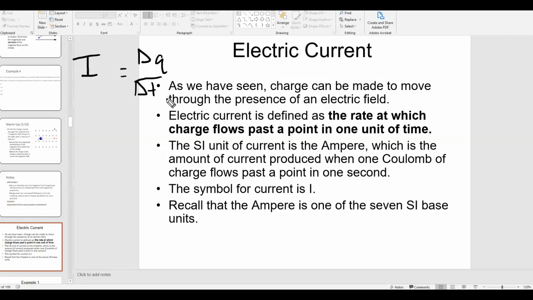And so if you imagine sitting in a wire made of copper or something, and you just count how many coulomb flow past you every 1 second, and you divide that many coulomb by 1 second, that number is the electric current. Okay, so that is how electric current is defined: how much charge is flowing past a point per unit time. The unit for current is the ampere, which interestingly enough is one of the 7 SI base units. And so that's a unit you should be familiar with. And so 1 ampere is basically the amount of charge produced when 1 coulomb flows past a point in 1 second.